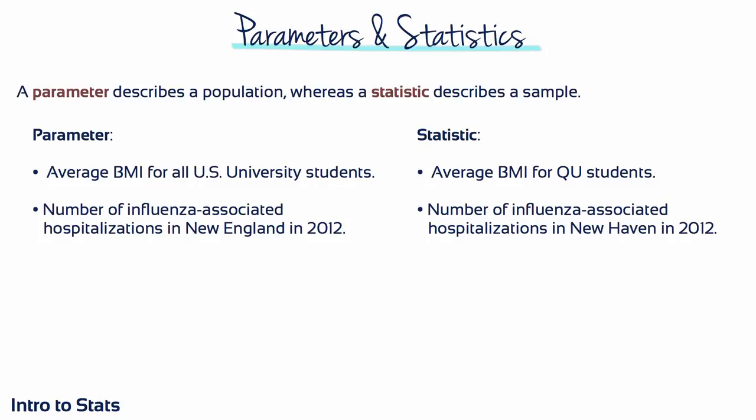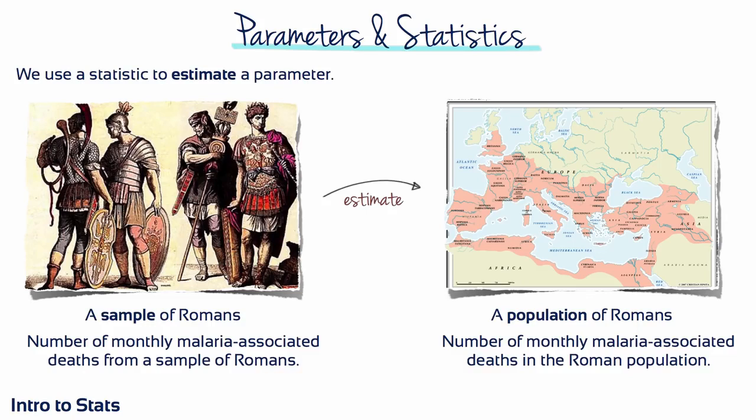A characteristic that describes a population, usually a numerical value, is referred to as a parameter, while a characteristic that describes a sample is called a statistic. Here are some examples of both.